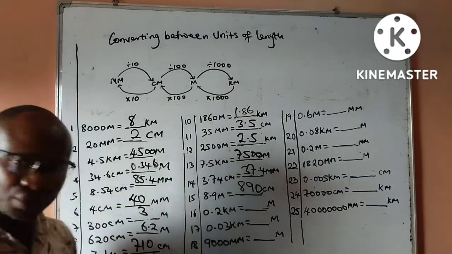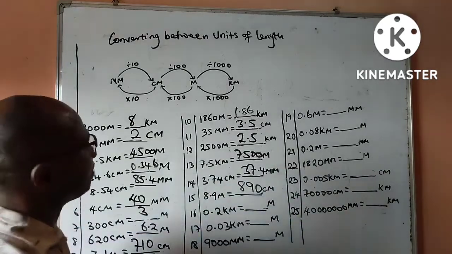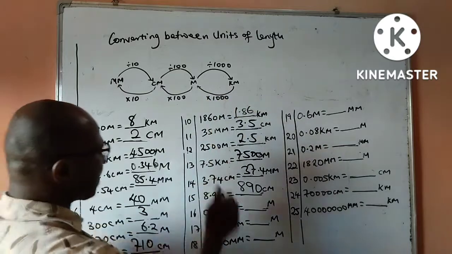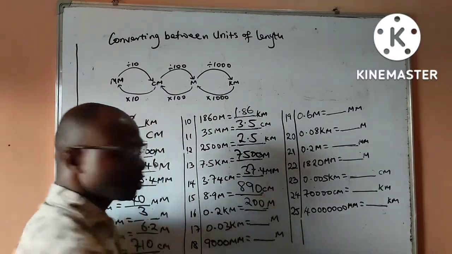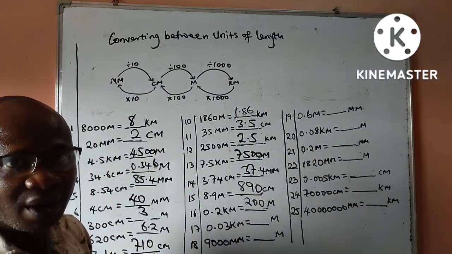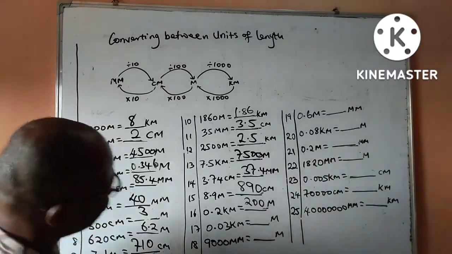I have 0.2 km. I want to move it to meters. Km to meters, multiplied by 1,000. My answer is 200. What is the answer? I think you got this one.